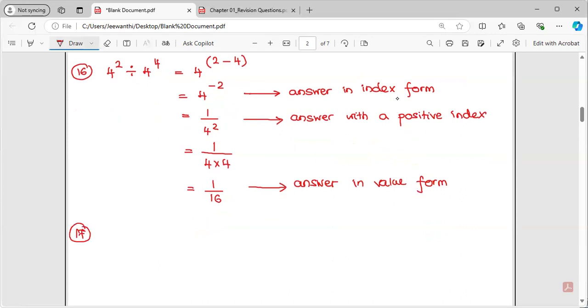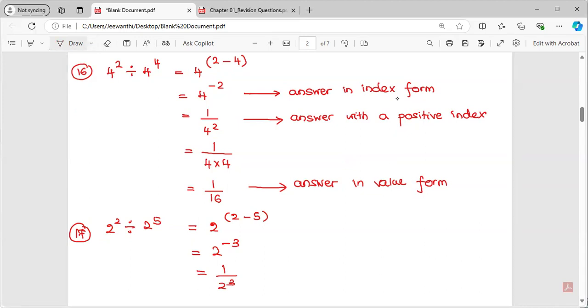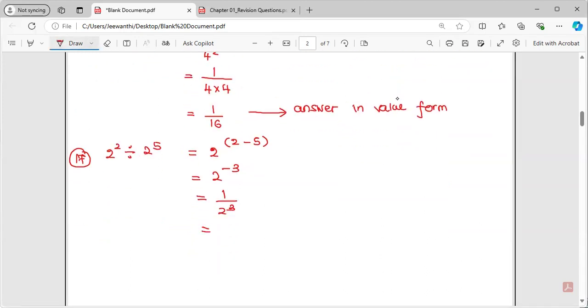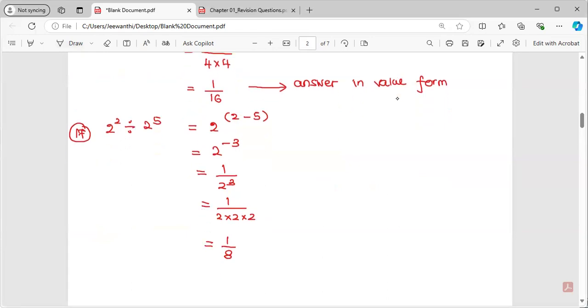The question number 17, it is 2 to the power of 2 divided by 2 to the power of 5. Again, we do the same thing, we want to deduct the indices, 2 minus 5. The answer is 2 to the power of -3. And we write 1/2 to the power of 3, right? So then we can write that means 1/2 times 2 times 2. So the answer is 1/8. Right? So this is how you want to get the answer, that value, right?